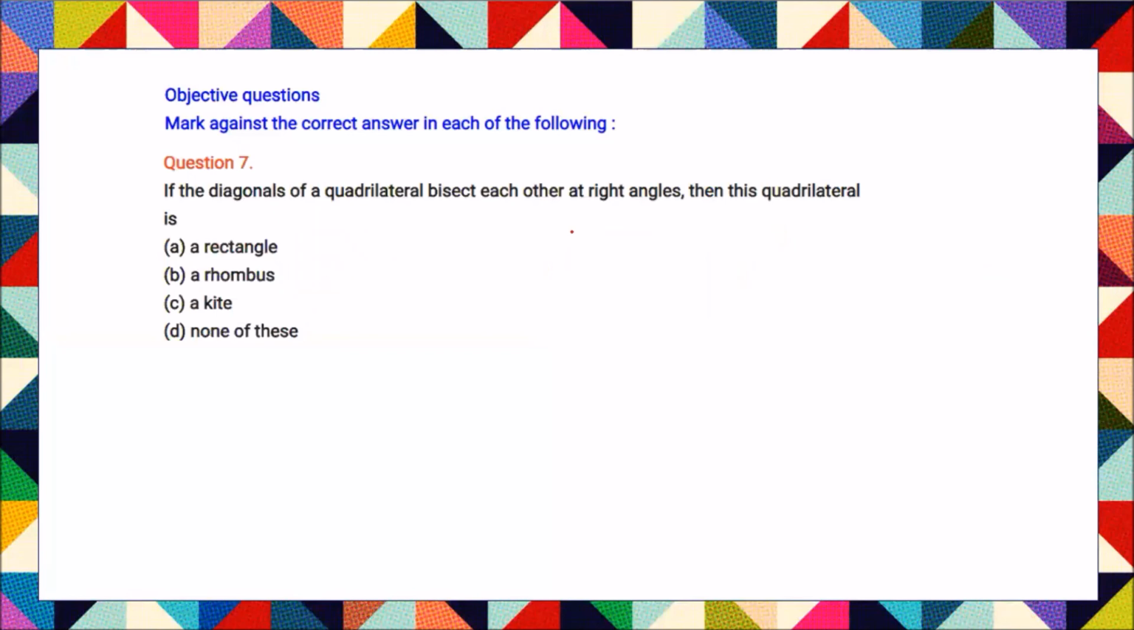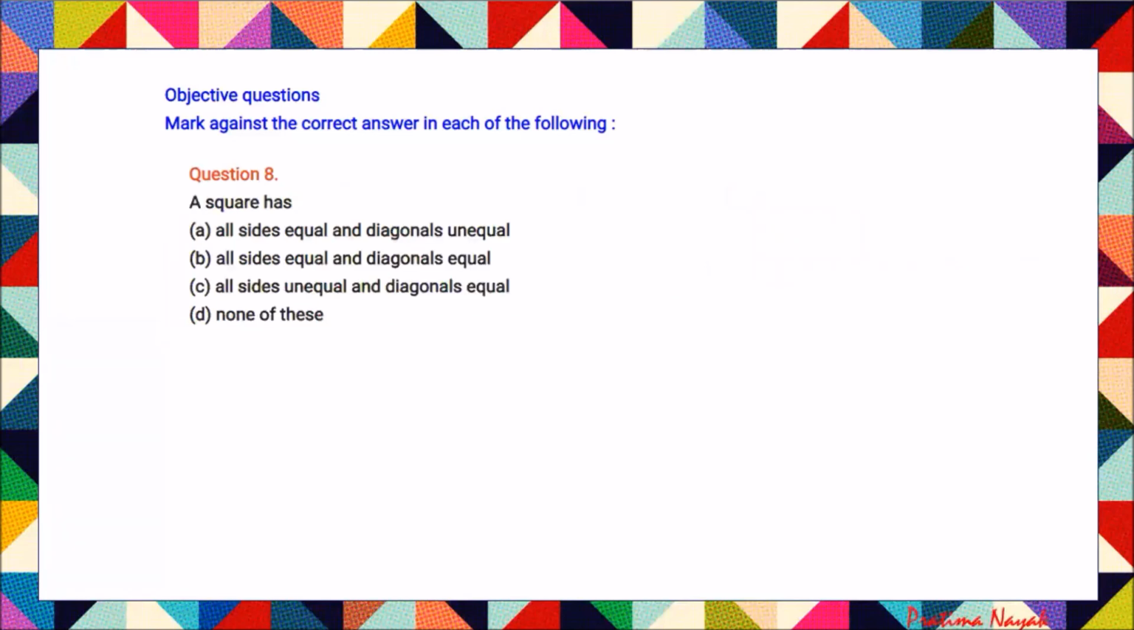Next question. The diagonals of a quadrilateral bisect each other at right angles. It is a, which one? Rhombus. A square has all sides equal, diagonals unequal. All sides equal, diagonals equal. All sides unequal, diagonals equal. Which one? Yes, B is the correct answer. A square has all sides equal and the diagonals are also equal.